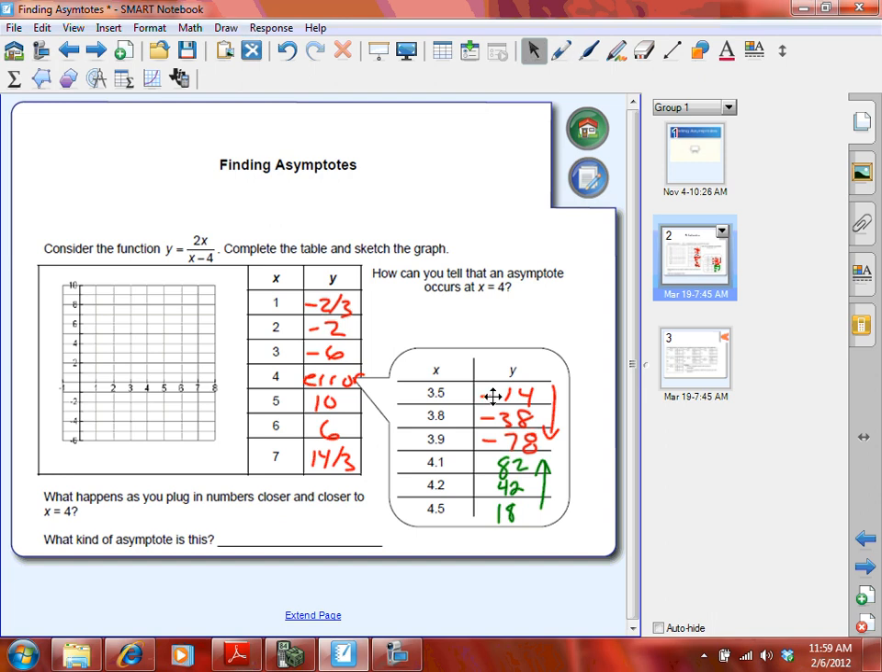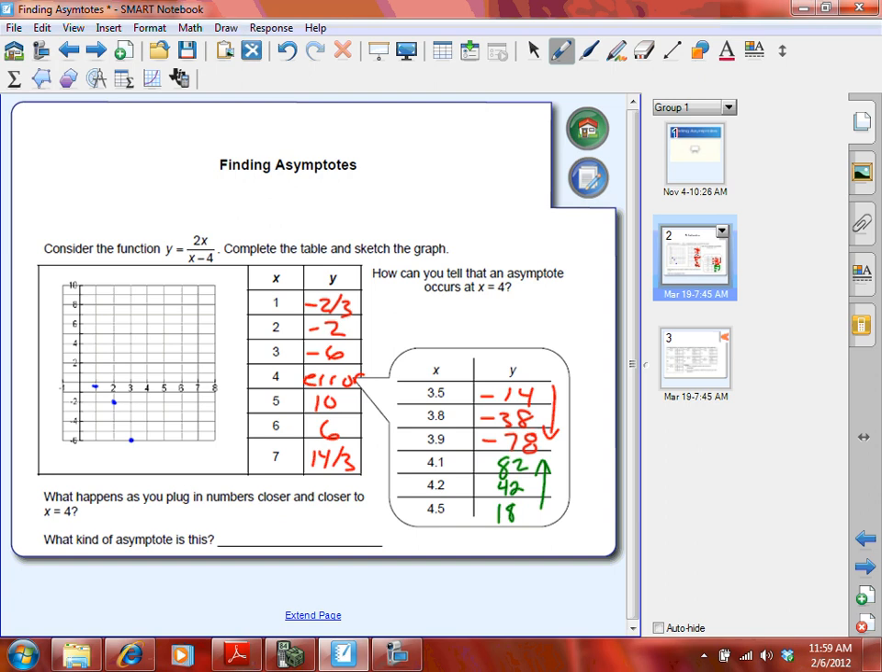All right. So we've got our table filled out. Let's take a look and see what the graph looks like. Let's come over here and start plotting these points. 1, negative 2/3. Let's start there. It will be somewhere right about here. Kind of small, so just do your best. 2, negative 2 is the next ordered pair, which would be right about there. 3, negative 6 is the next ordered pair.